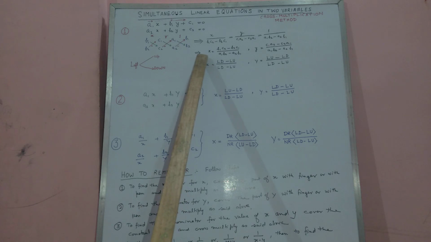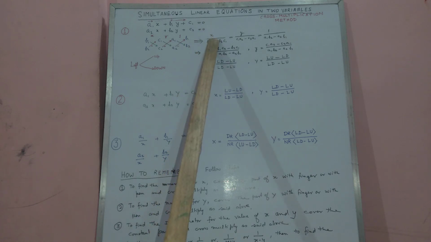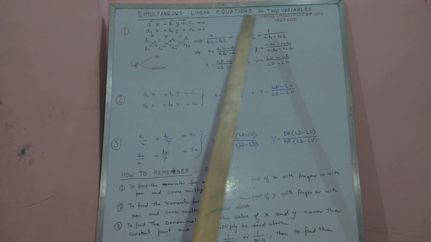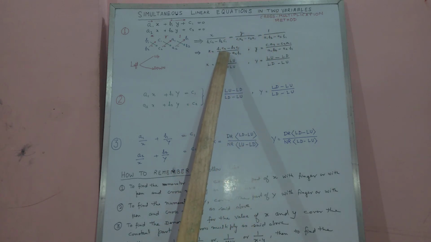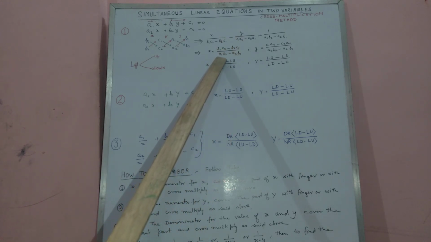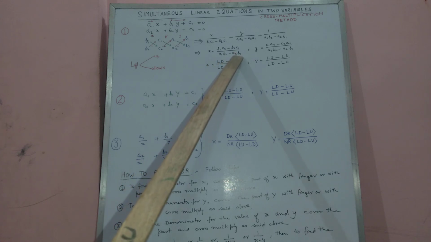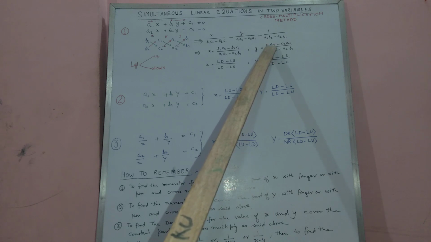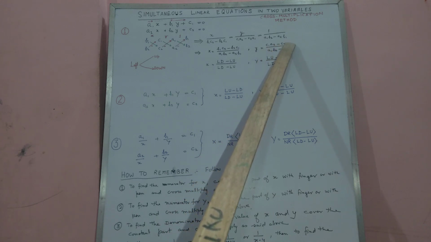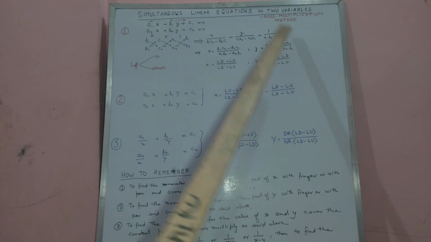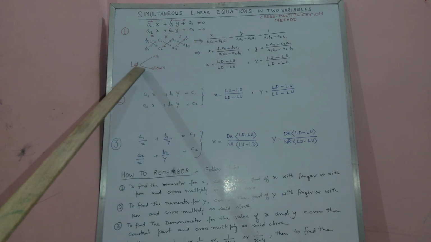So again, to find the value of x, you compare this x and 1. Now x will be equal to, this denominator part will go up here. So it will become b1 into c2 minus b2 into c1 upon a1 into b2 minus a2 into b1. Similarly for y, it will be equal to c1 into a2 minus c2 into a1 whole upon a1 into b2 minus a2 into b1.